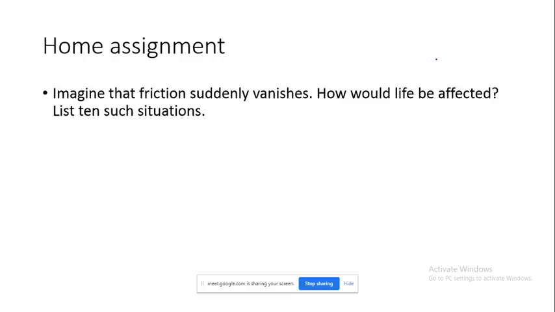Is there anyone having any doubt? Is the topic for today clear? So, we arrived at the conclusion that friction is a necessary evil, or friction is a good thing as well as a bad thing. Yes, Nandini.